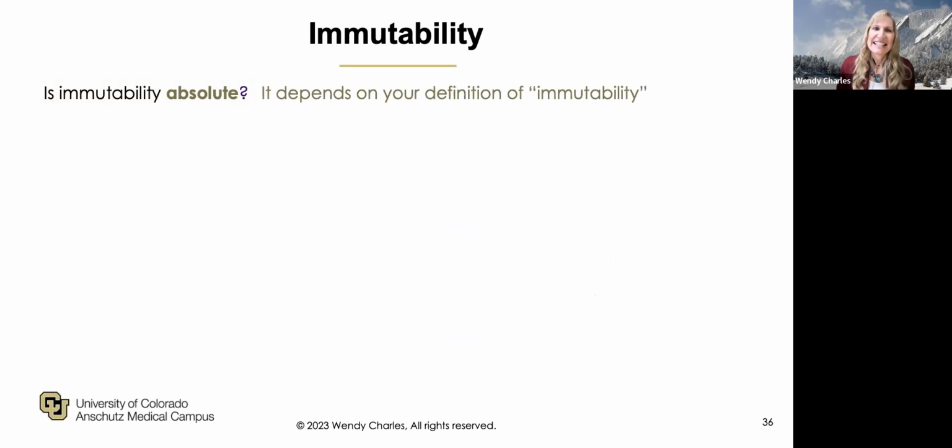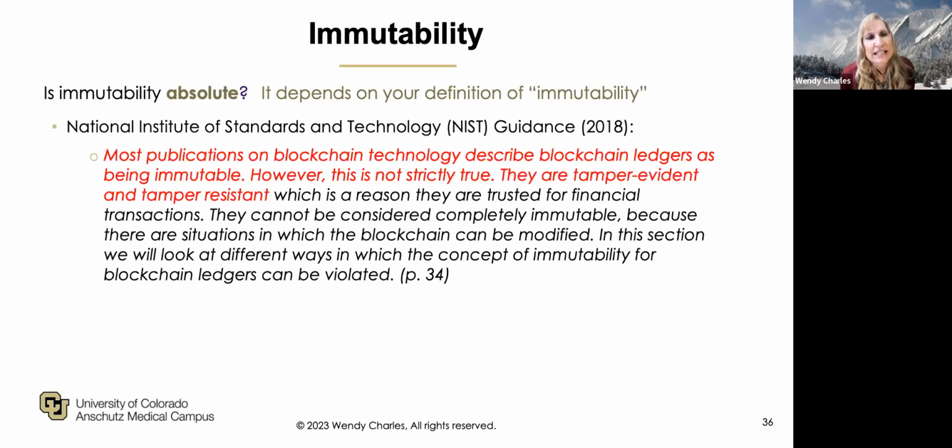The answer to that is it depends on how we define immutability. And this is a really important way of thinking about it. So in 2018, the National Institute of Standards and Technology put out a guidance saying, please stop saying that blockchain is immutable, because it's not. And they wrote that most publications on blockchain technology describe blockchain ledgers as being immutable. However, this is not strictly true.